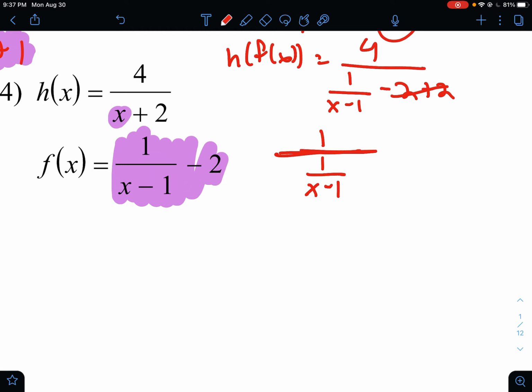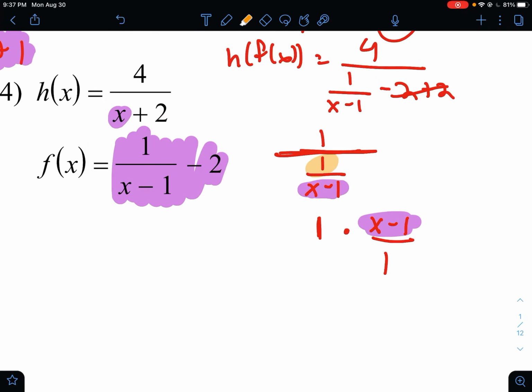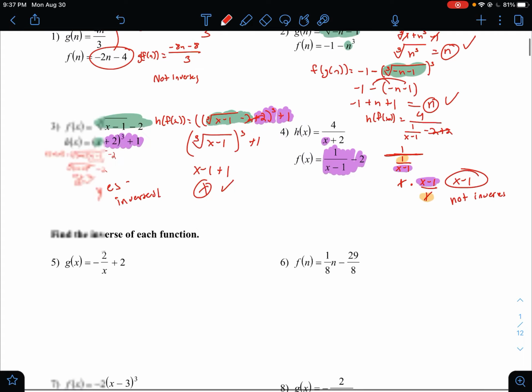So if you recall, when you divide fractions, you take the second fraction, you flip it, and you multiply. So I've got 1 times x minus 1 over 1. So I flipped this guy. So the purple went on top, orange went on the bottom. So then I end up with x minus 1. So it's looking like these are not inverses, right? I would have had to end up with just an x, and I got x minus 1. So they are not inverses.